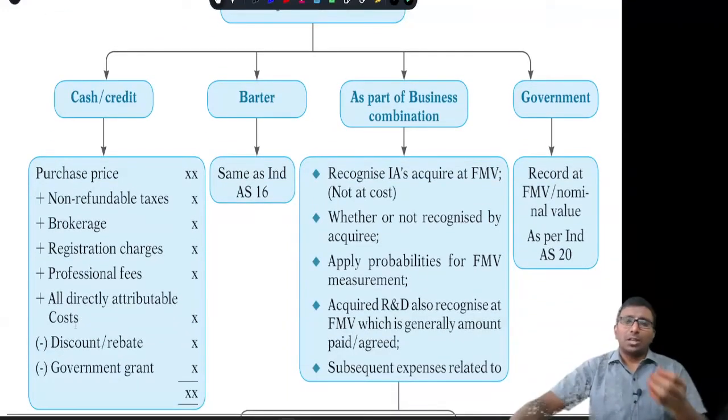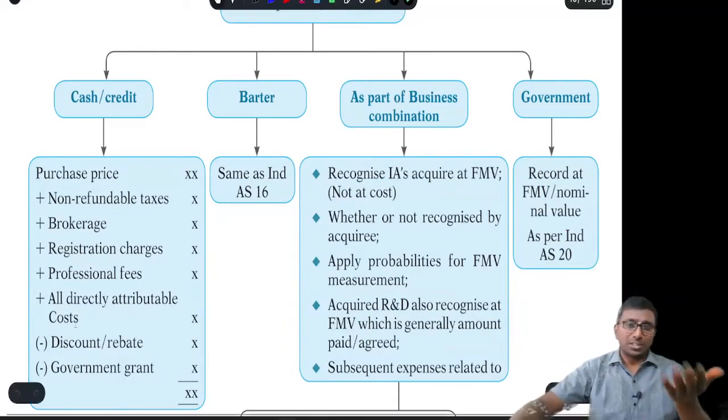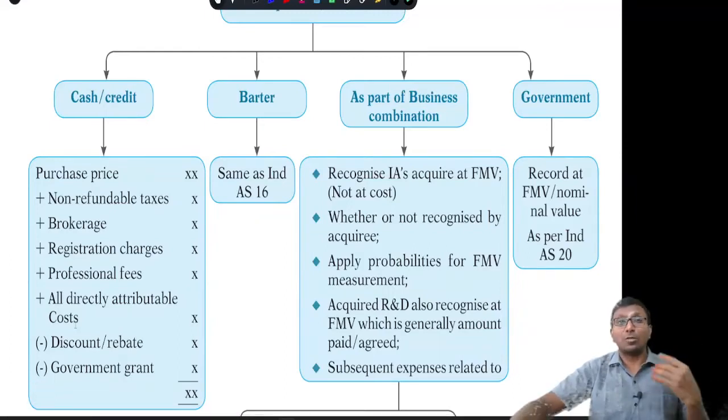If you have acquired it by way of cash or credit, then the cost is the purchase price, brokerage, non-refundable taxes, any professional fees, and installation or software fees, all directly attributable expenditure to purchase it, minus any discount or rebate and any government grant. Barter system is exactly the same as Ind AS 16, as we discussed already, so not repeating.